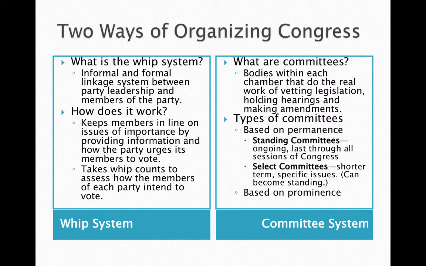Another is based on prominence. There are some committees, and they're different for the Senate and the House, that are more prominent than others. So in the Senate, the Judiciary Committee is the one that hears when there's a Supreme Court justice nominated. They're the ones who do the hearing for that. Also, lower court judges, they do the hearings for that. So sometimes they become a little more prominent in certain times.